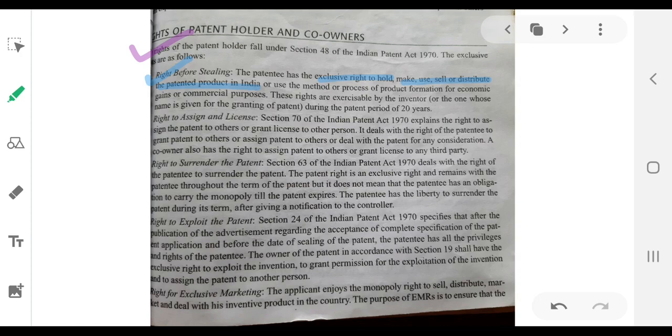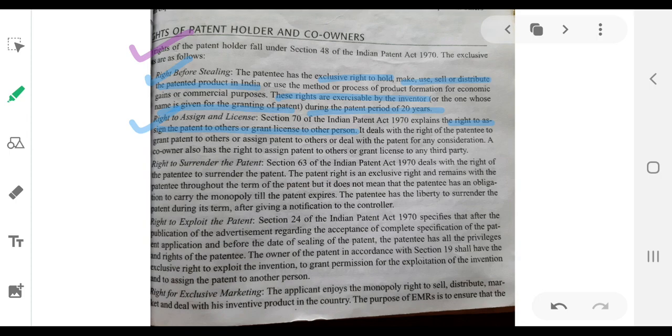Right? These rights are exercisable by the inventor or the one whose name is given for granting of the patent during the patent period of 20 years. Next is the right to assign and license. Section 70 of the Indian Patent Act 1970 explains the right to assign the patent to other or grant license to another person. It deals with the right of the patentee to grant patent to other or assign patent to other or deal with the patent for any consideration.